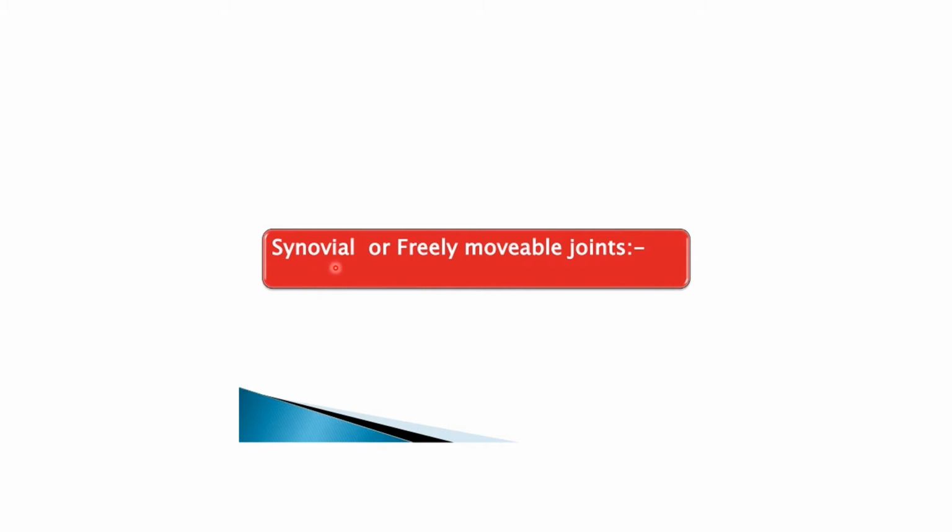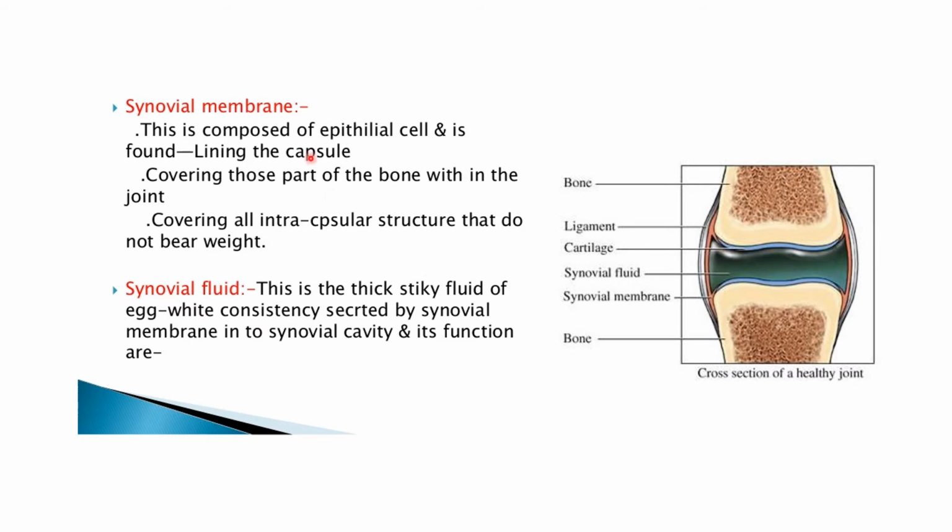Now let's see the third joint, which is synovial or freely movable joint. So now let's see the covering of the synovial joint. It consists of synovial membrane. It's made up of epithelial cells and it is lining the capsule. That means outside there is a capsule, then there is a synovial membrane, as you can see over here, and this white part is the synovial capsule.